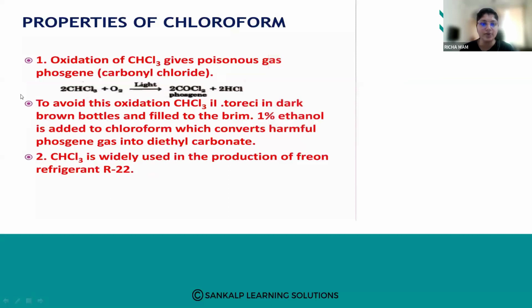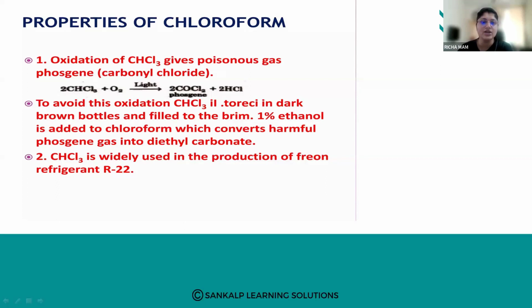What are the different properties of chloroform? So oxidation of chloroform. If you do oxidation on this chloroform, that is CHCl3, when it is treated with oxygen in the presence of light, you get COCl2, which is called phosgene. And this phosgene is a poisonous gas. So when you do oxidation on chloroform, you get a poisonous gas, and this poisonous gas is named phosgene. So please mark this as important.